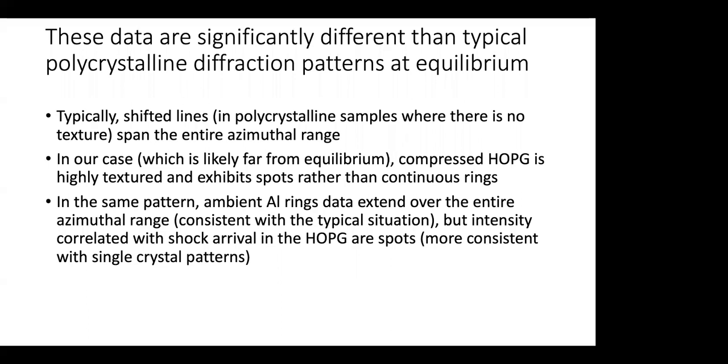So I don't want to repeat myself too much. I put a slide in here that says something very similar. Data for the HOPG are significantly different than what we get in polycrystalline diffraction patterns. If you're looking at a polycrystalline diffraction pattern, if everything's at equilibrium, you effectively see a ring, and then you integrate the azimuth around that ring and you get a nice peak. Well, we can't do that here because we are very far from equilibrium, and we are certainly not seeing rings over the entire azimuth.